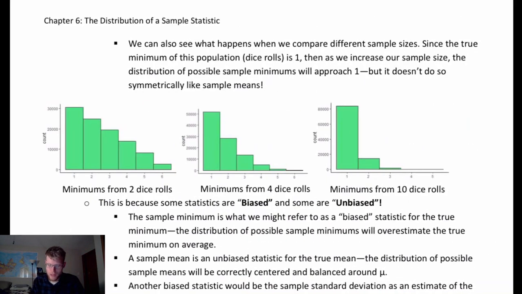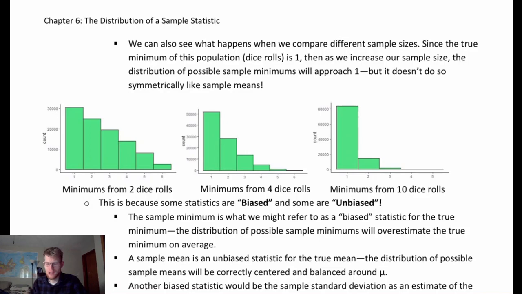And so that's what we're going to see if I draw this out. So sample minimums from 2 dice rolls, 4 dice rolls, and 10 dice rolls. You can see that my sample minimum distribution is going to converge around the true minimum of this distribution. It's going to begin to converge around 1, because the larger the sample size I take, the harder it is to not get a 1 to make that my sample minimum.